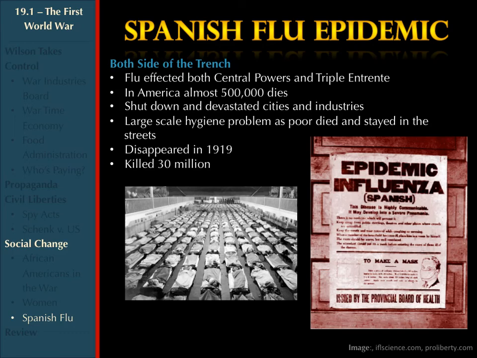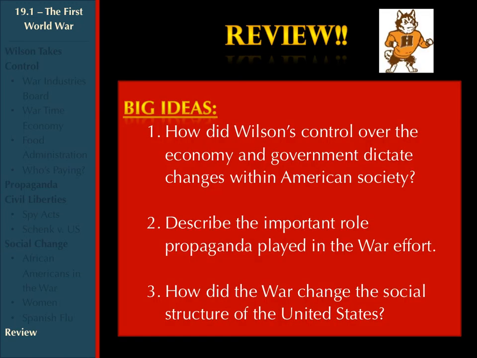So not only do you have millions and millions of people dying as casualties of the war, but you also have close to 30 million dying as a result of the Spanish flu. So what did we learn? First, that Wilson had complete control over the government and economy. He created a series of programs to make sure that America was operating as efficiently as possible and giving many incentives to do so.